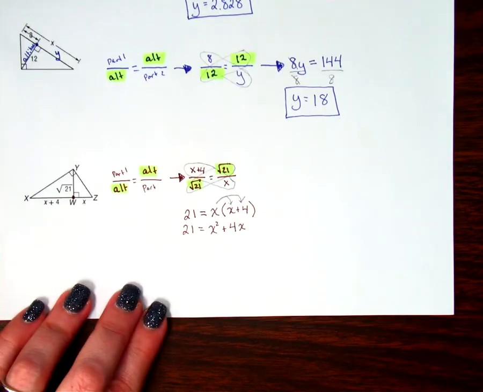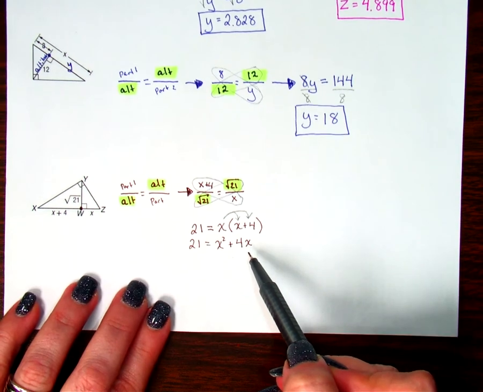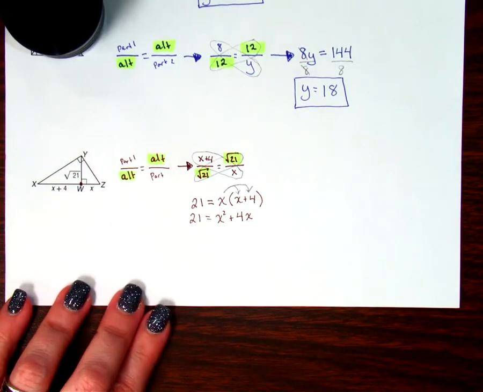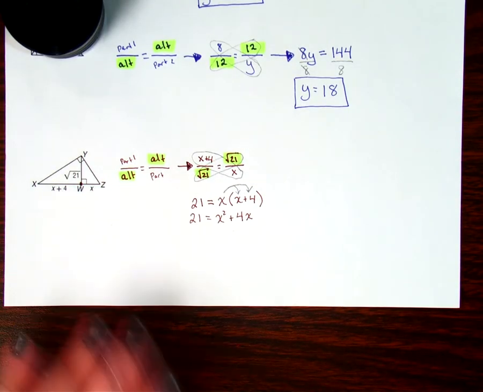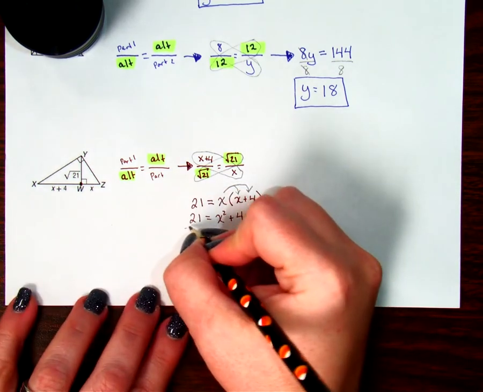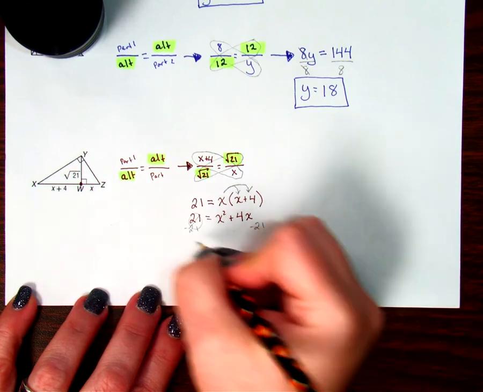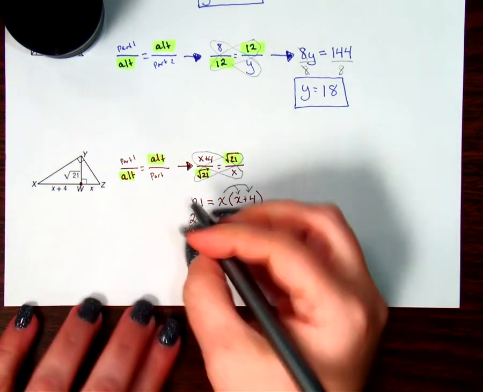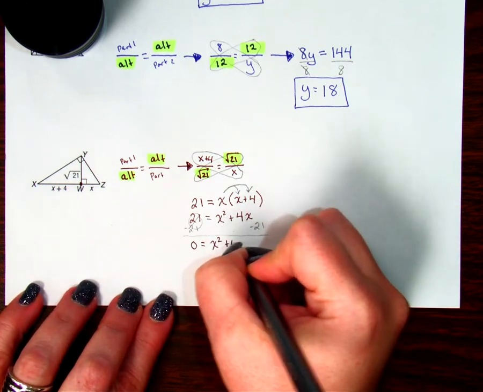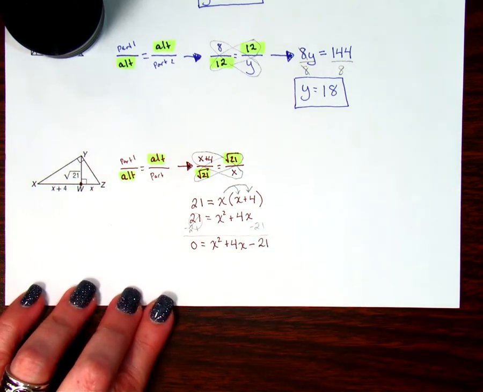Okay, now this one has a square in it and it has an x in it. So I'm not going to be able to just square root like I've been doing to get rid of that square. Which means I'm going to have to factor this. In order to factor, it does have to be equal to 0. So to make this equal to 0, I need to subtract this 21 on both sides. Because now, 21 minus 21 is 0. So I'm going to have 0 equals x squared plus 4x minus 21. Okay, that I need to factor.